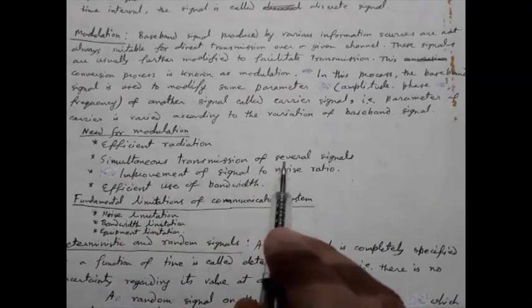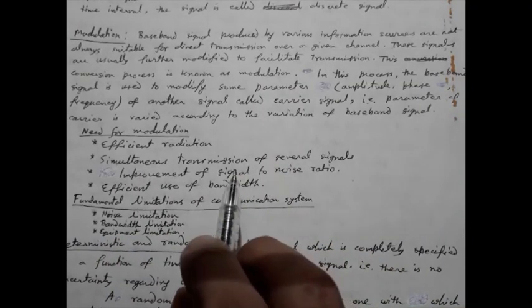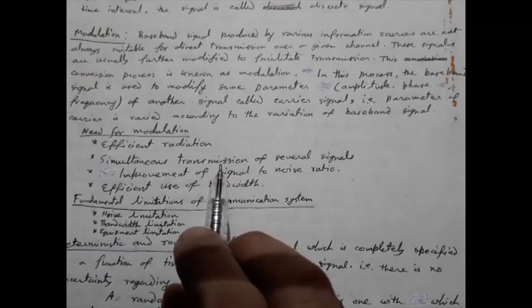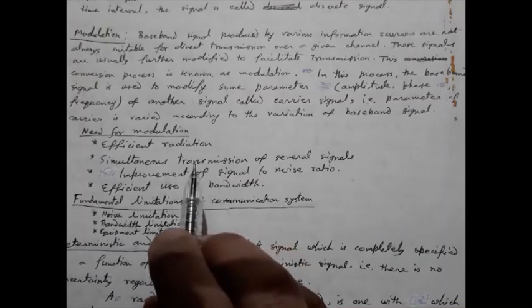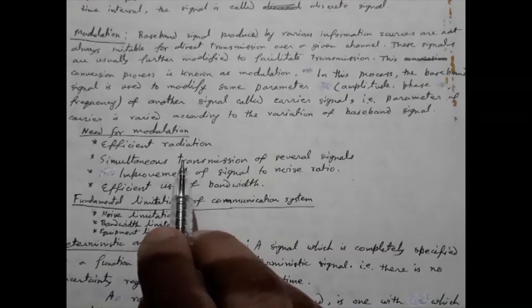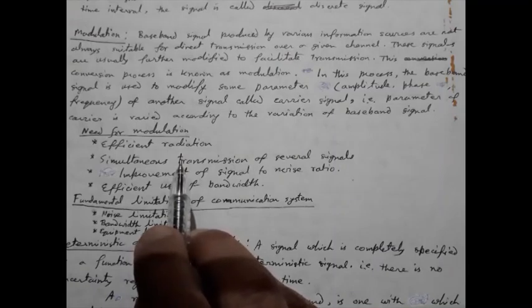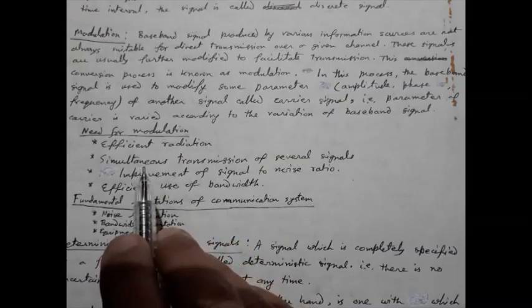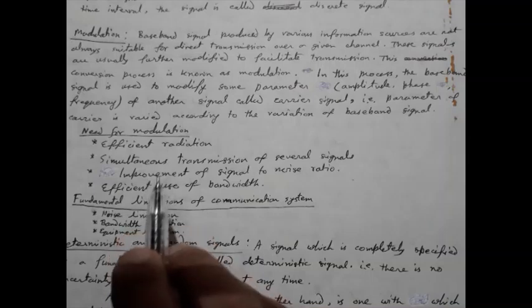The second need is the simultaneous transmission of several signals. If I want to transmit a number of voice signals, all the voice signals are in the same frequency domain, tens of kilohertz. So there is a chance of overlapping or superposition. So what we can do, we can allot different carrier frequencies for different signals, so that they will never interfere. So they can be transmitted through the same channel and they can be recovered back. That means simultaneous transmission is possible if we have modulation.